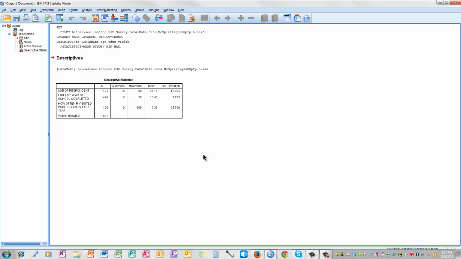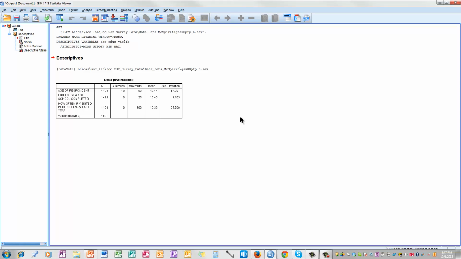Okay, and here we can start to summarize. In terms of the age of respondents of the GSS, it's arranged a little bit differently than when we get this information through the frequencies routine. Notice we don't have the frequency table because we don't want it. We just want these descriptives. We can see that the youngest person in the GSS was 18, the oldest was 89, the average age was 48, and the standard deviation was 17.